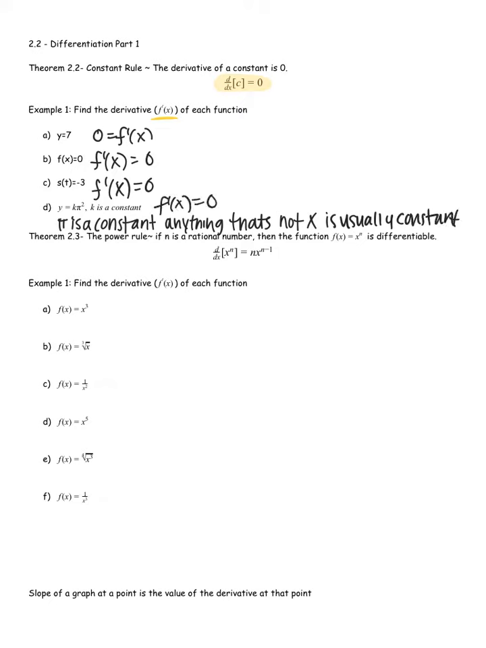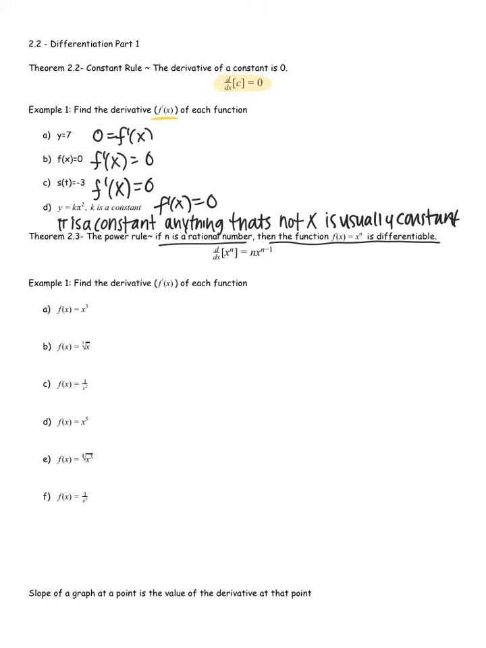Okay, now to take the derivative of a rational number, if n is a rational number, the function x to the n is differentiable. So it's just a power rule. What we do to take the derivative of any x to a power is we multiply the power to the front and then subtract the exponent.